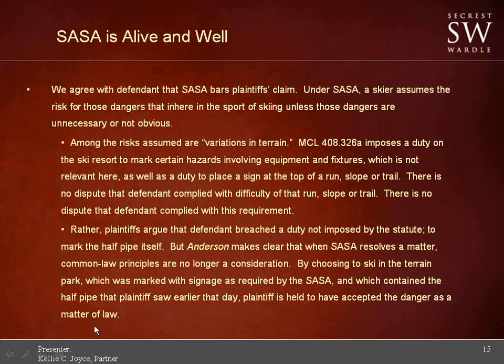Now, the reason SASA was upheld is enumerated on this next slide. The court found that by choosing to ski or snowboard in the terrain park where the snowboarder chose, it was clearly marked with signage, which we talked about earlier. Signage is key, as required by SASA, and it contained the half pipe that the plaintiff saw earlier in the day. The plaintiff was held to have accepted the danger as a matter of law.